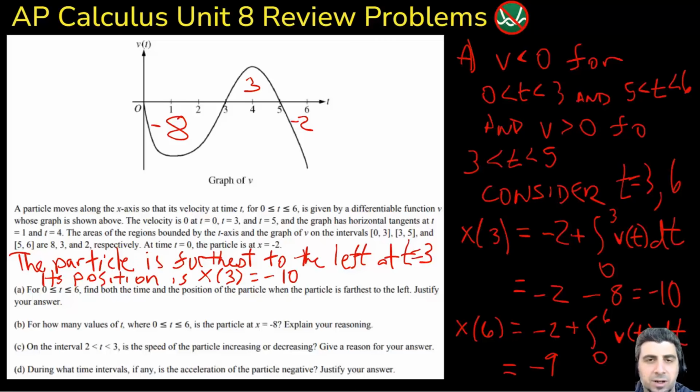Now, an important consideration here is the units. There are no units given in the problem. Therefore, you don't need to put any units on your answer. If there were units, you would definitely want to report the units on your answer. Now, part A was worth 3 points. You would get 1 point for identifying t equals 3 as a candidate, 1 point for considering the integral from 0 to 6, and 1 point for the correct conclusion.